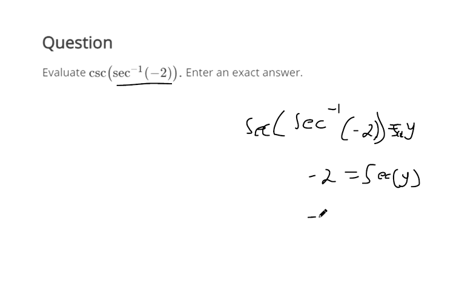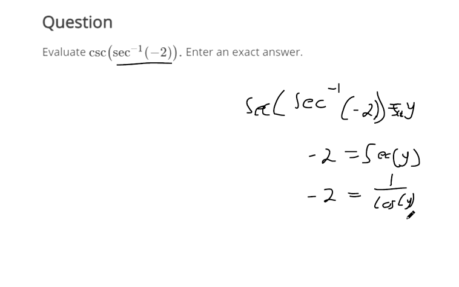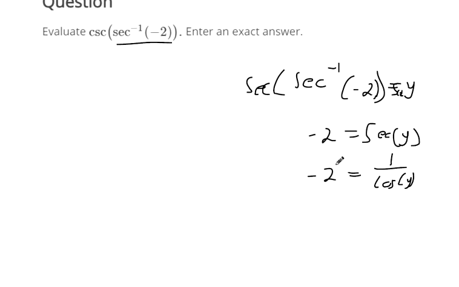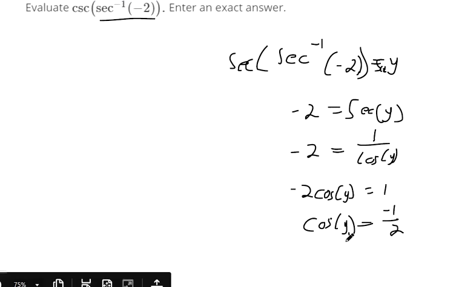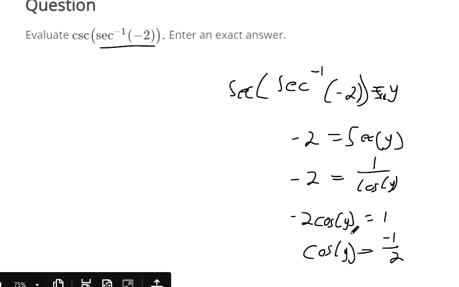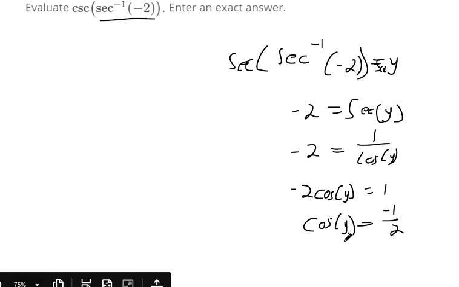Or you can think of it like this: -2 equals 1 over cosine y, if you're not used to working with secant. Because if you put it in terms of cosine, then you multiply cosine to both sides, and divide -2 from both sides. So what angle? Actually, there's a few here. There's two that are between 0 and 360. But what angle makes the cosine ratio equal -1/2?